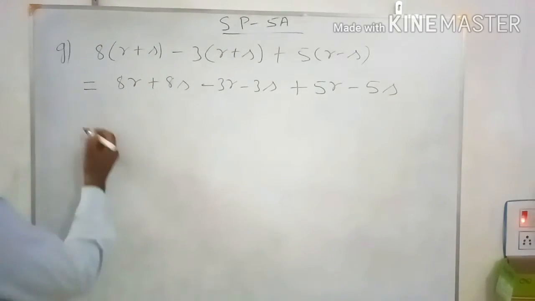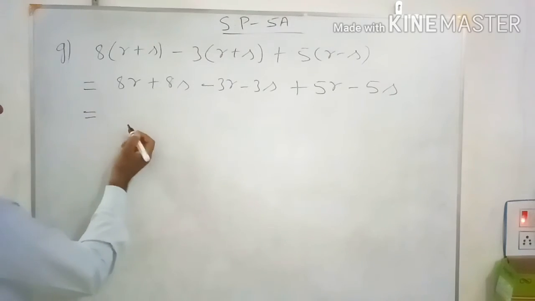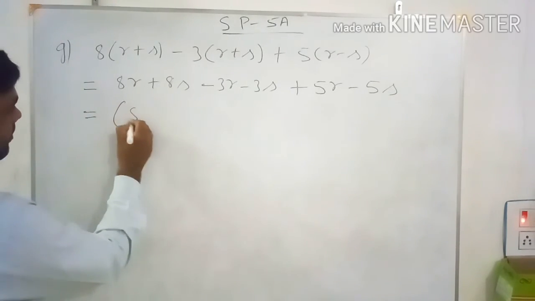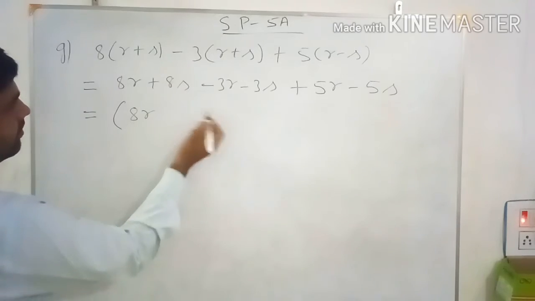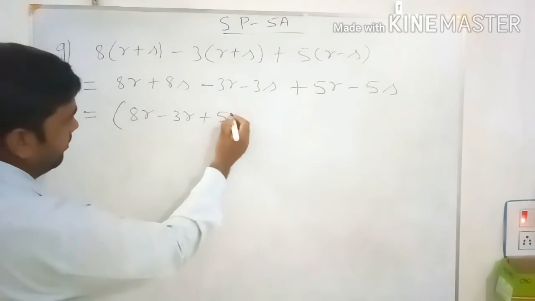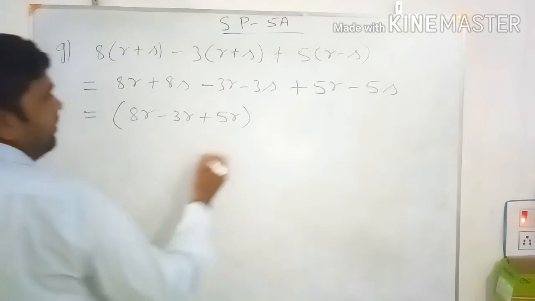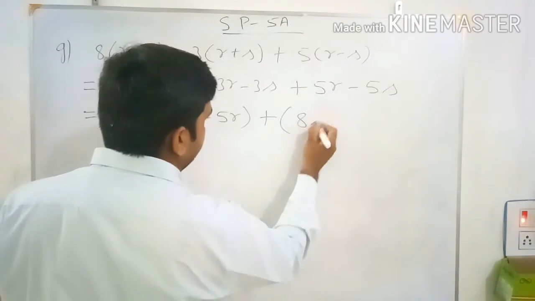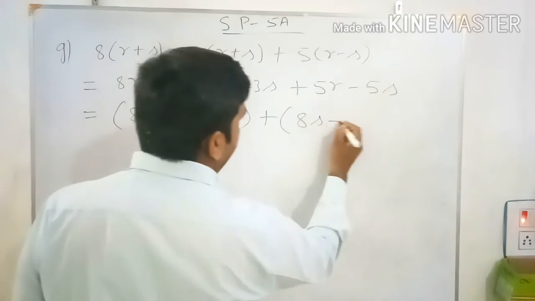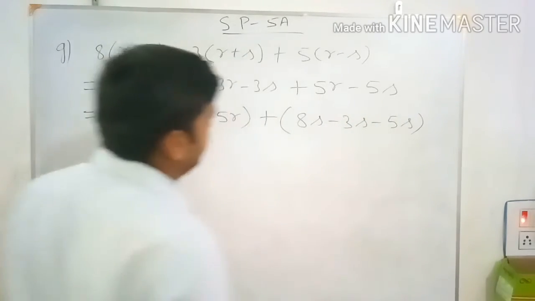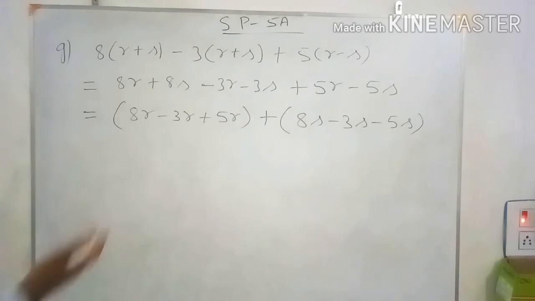So let us rearrange it and write in brackets. In the first bracket we write the terms of r: 8r minus 3r plus 5r. Again in the next bracket we write the terms of s: 8s minus 3s minus 5s. Now this we can write as like terms.